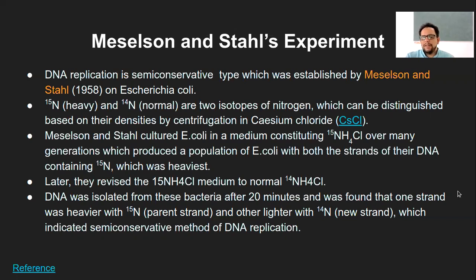So what happened is, after a few generations, all of the E. coli will have only N15 because the replication will keep happening. So that is the process.